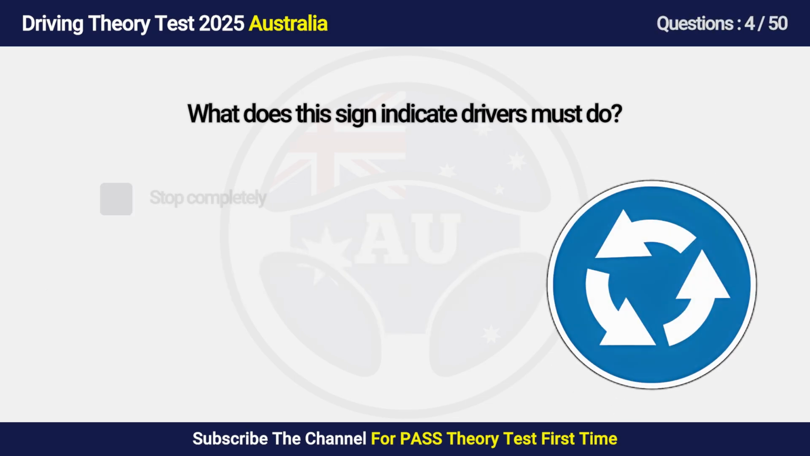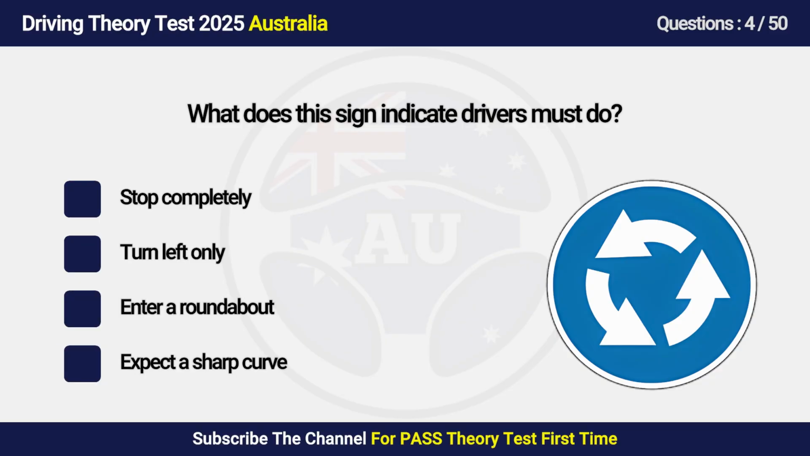Question 4. What does this sign indicate drivers must do? A. Stop completely. B. Turn left only. C. Enter a roundabout. D. Expect a sharp curve.